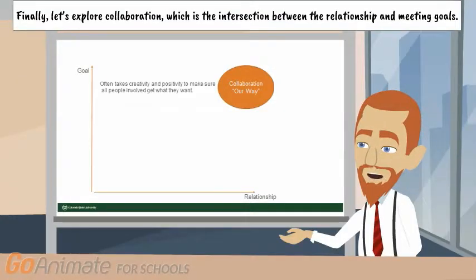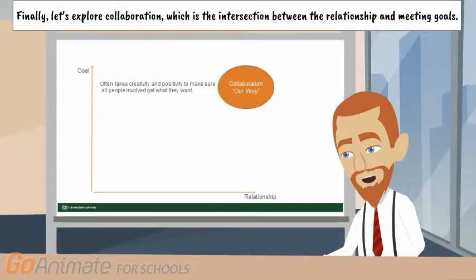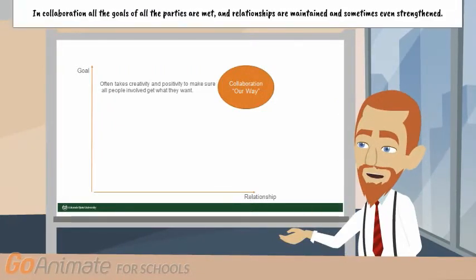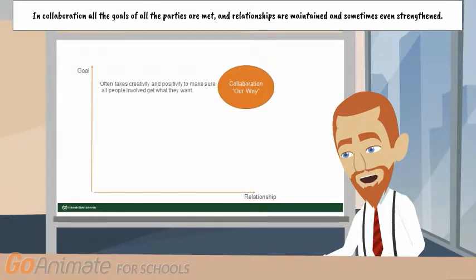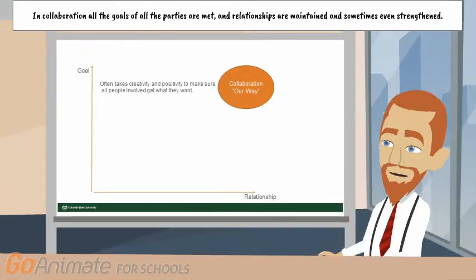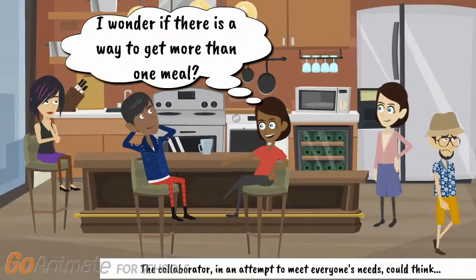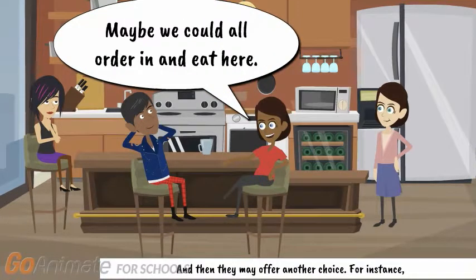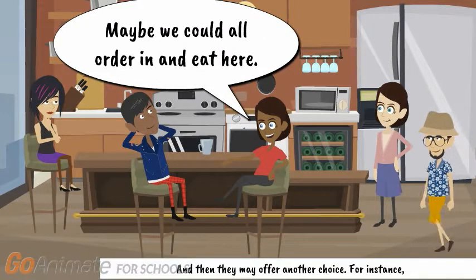Finally, let's explore collaboration, which is the intersection between the relationship and meeting goals. In collaboration, all the goals of all the parties are met and relationships are maintained and sometimes even strengthened. The collaborator, in an attempt to meet everyone's needs, may think, I wonder if there is a way that we could have more than one meal so that everybody gets what they want. And then they may offer another choice. For instance, maybe we could all order in and eat here.